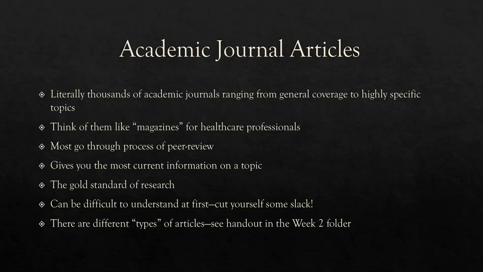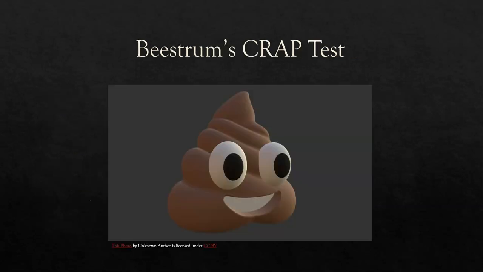Another thing to remember is that there's different types of articles. So just like a regular magazine might have a feature on fashion and then another article on horoscopes and then maybe another article on cooking, academic journal articles have different types or different purposes behind them. And I've put a handout for you in the week 2 folder that goes over the different types of journal articles that exist. And I'm going to ask you to read through that particular handout so that you're familiar with the kind of things that you're going to start to see as you're jumping into these academic journals and taking a look at what's there.